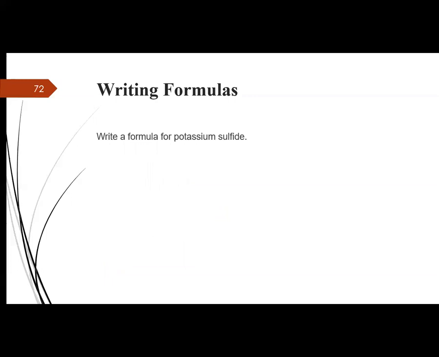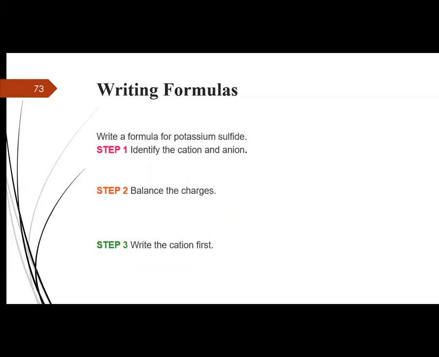You want to feel comfortable going backwards and forwards with this, so you should go from the formulas to the name or from the names to the formula. So in this case, when you're writing the formula, you just go ahead and identify the cation. So in this case, that's going to be potassium and our sulfide. We can then balance the charges. So we need 2 of those potassiums for every 1 sulfide. And we can write those together, K2S.